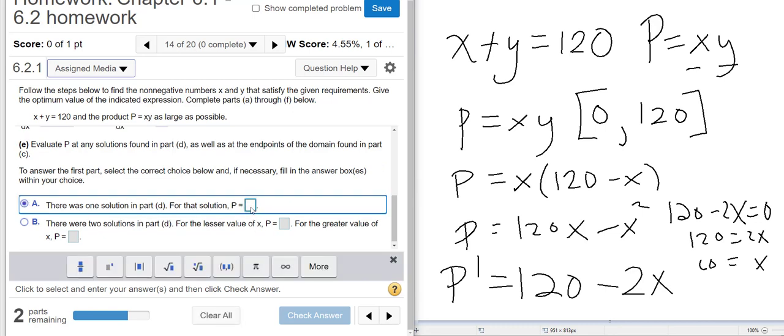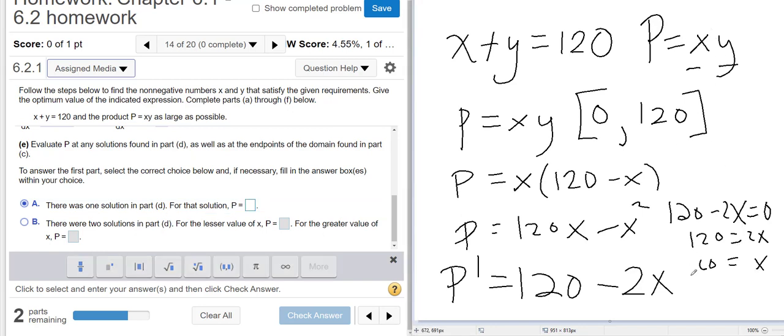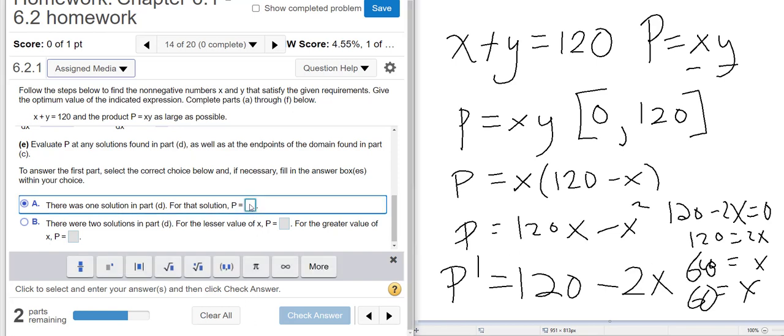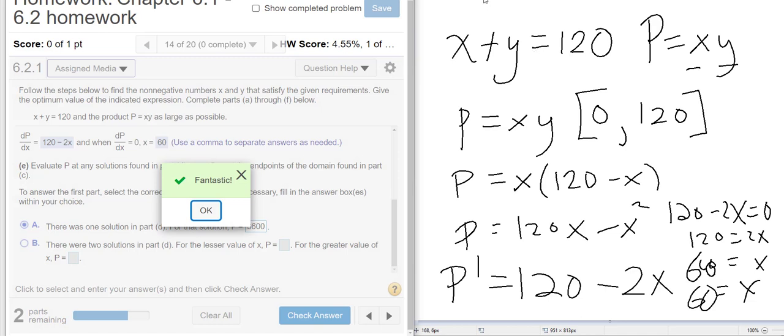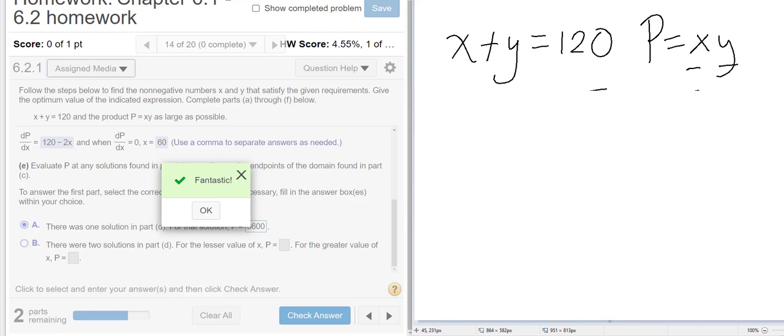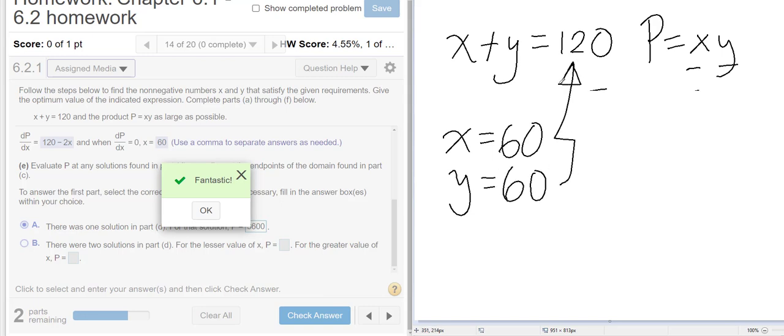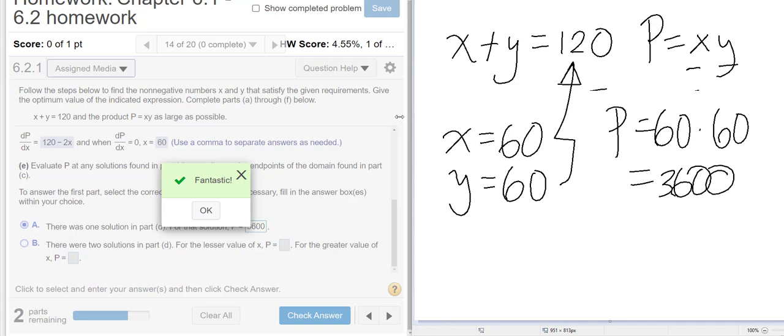Now for that value, what is p? Now p is x times y. If x is 60, well then y has to also be 60 because they have to add up to 120. So 60 times 60 would be 3,600. Okay, one more time on that. We've found our x to be 60 from our derivative. If x is 60, y has to be 60 because these two have to add to 120. So our p is 60 times 60, and that's where I came up with the 3,600.